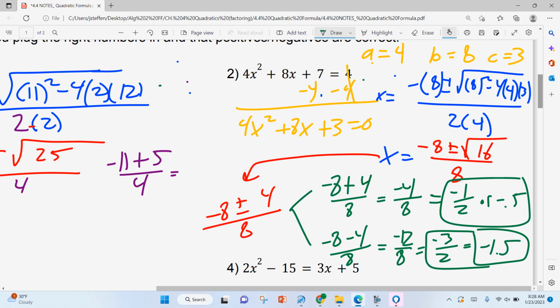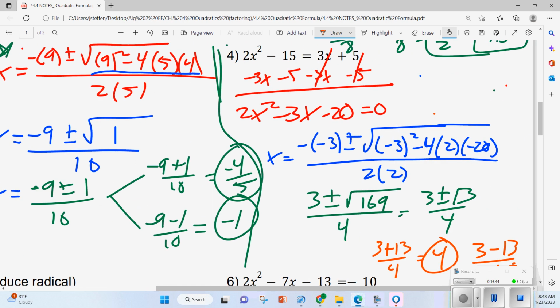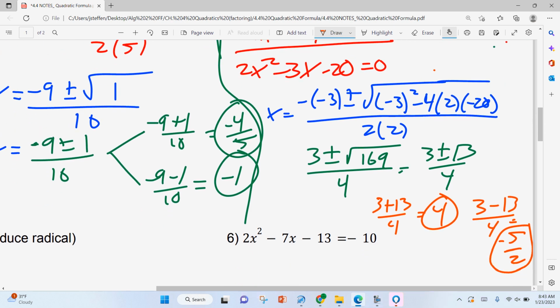Again, check your answers with people around you if you want, or if you're unsure. I do not have the answer key for this. I probably should make an answer key, but it's never been our strong suit. And that first one, we ended up with negative 4 over 5 and negative 1. The second one, you ended up with 4 and negative 5 over 2, I believe.